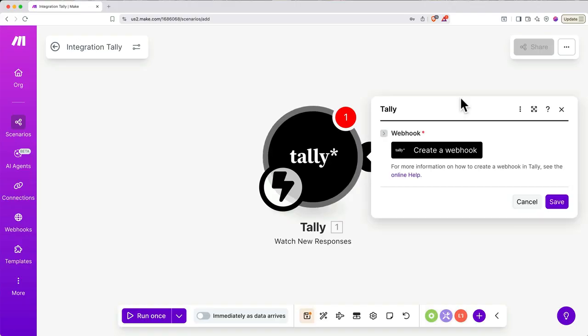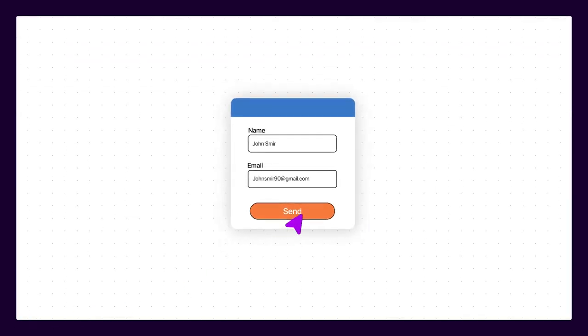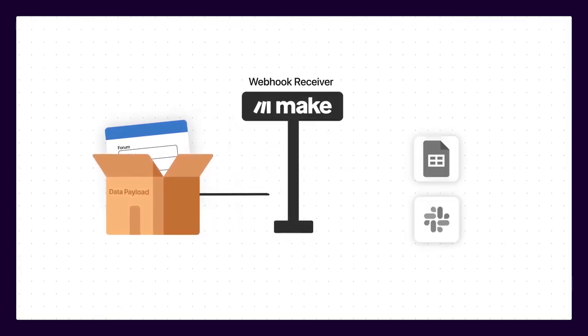A pop-up appears to create a webhook. A webhook is a way for one app to instantly notify another when something happens. In this case, when someone submits a form. The webhook delivers that info to Make, triggering your automation.